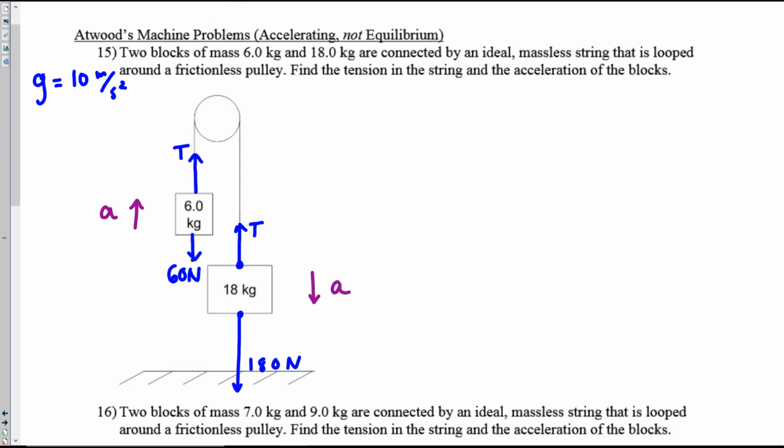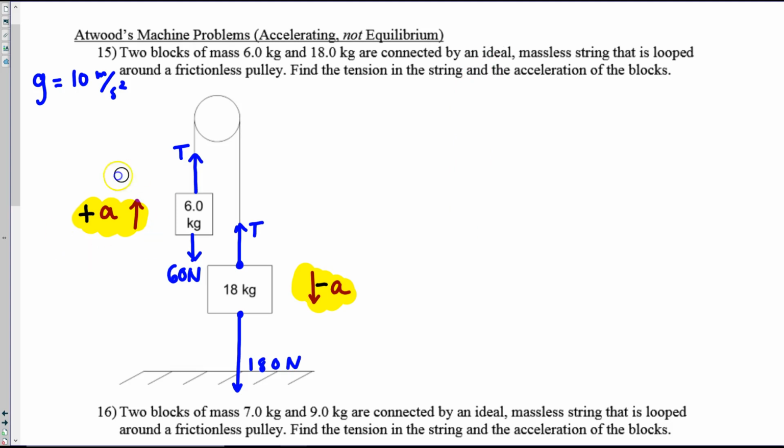Which forces are positive and which ones are negative? Normally we say up is positive and down is negative, but that creates a problem. Look at the acceleration of the 18 kilograms. It would be negative because it's down, but this acceleration would be positive because it's up. We can't have two different accelerations for the blocks because they're connected by a string. The accelerations for the two have to be exactly the same, right? Okay, so we can't use up as positive and down as negative.